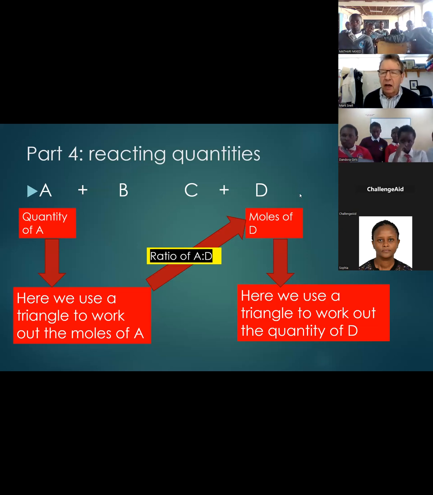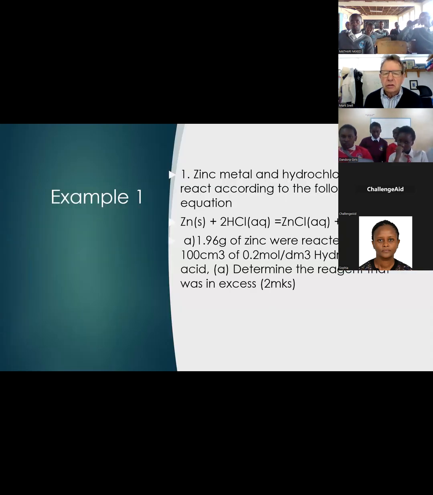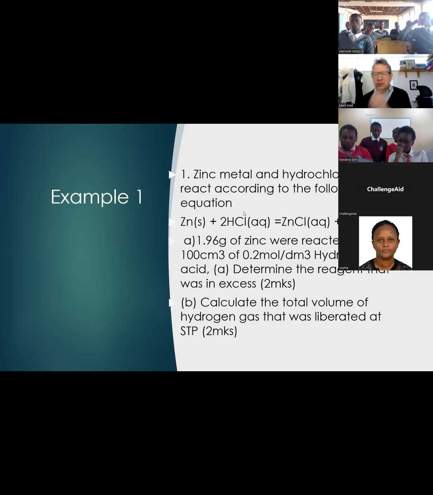That's how we set it up. Here's a real question. I'll just show you it very fast now. It says 1.96 grams of zinc reacted with 100 cubic centimeters of 0.2 hydrochloric acid. It says find out which was in excess. This is a real KCSE question. And then the total volume of hydrogen that was produced. And it gives you the equation.